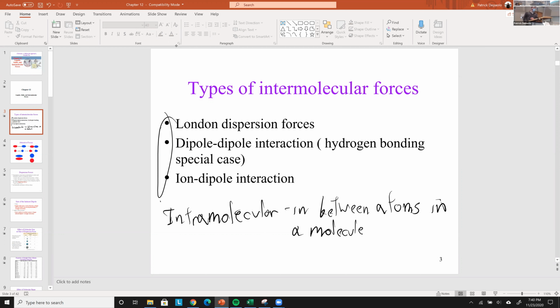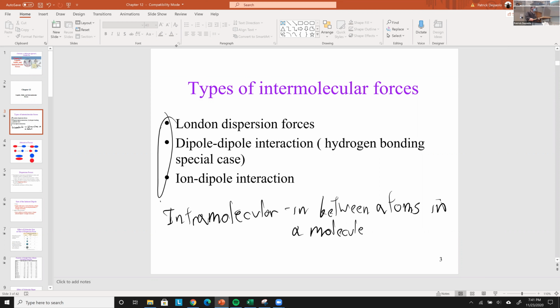Second, dipole-dipole interaction. It involves anything that has a partial dipole, basically. We learned about what a dipole is: a polar molecule that has an unequal sharing of electrons, such as water. So water and another water will form a hydrogen bond, which is a special type of dipole-dipole interaction, which we'll learn about.